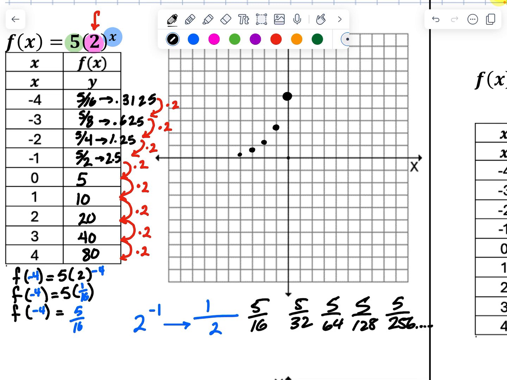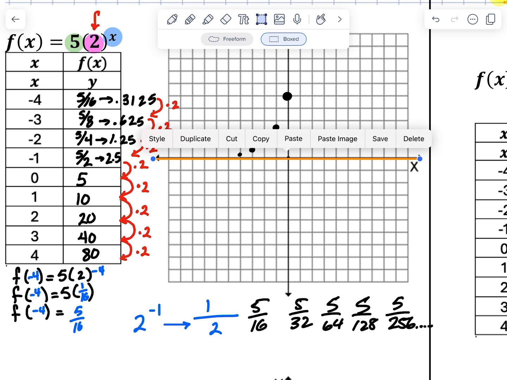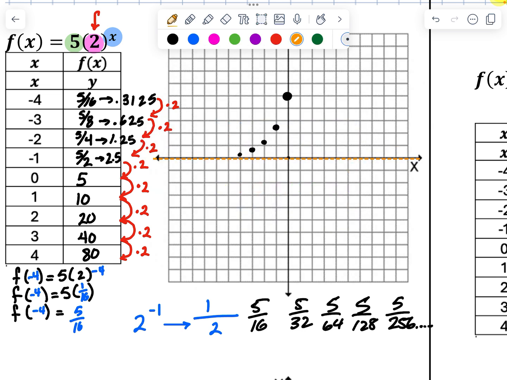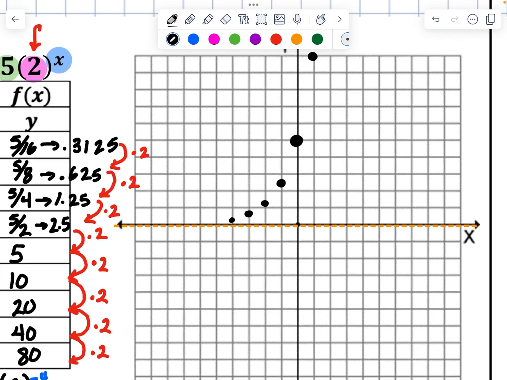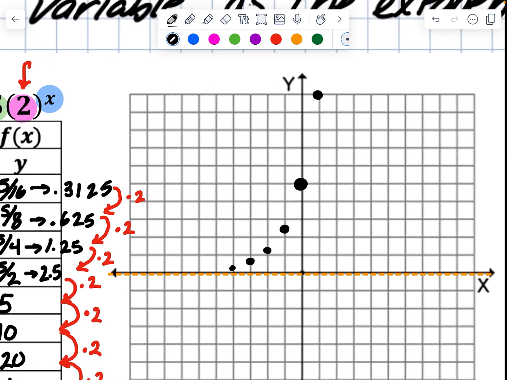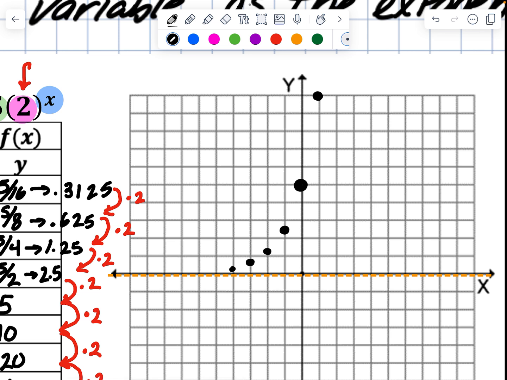So we will never get to 0. So we do have a horizontal asymptote. The horizontal asymptote is the line y equals 0, or another way of saying that would be the x-axis. And so our graph is never going to touch the line y equals 0. Our graph is never going to touch the x-axis.